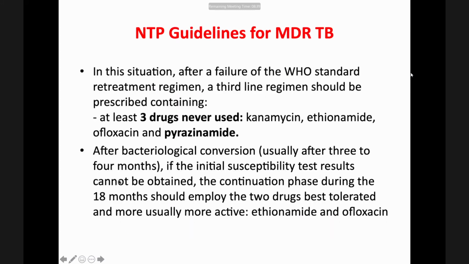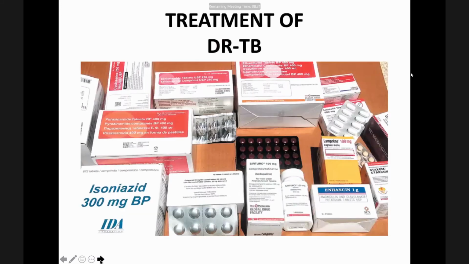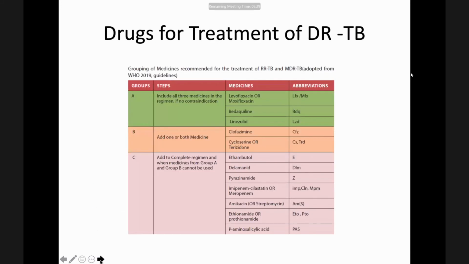So the duration of the continuation phase is very long, 18 months, which is a total of 24 months. So what is the treatment of drug resistant TB? The drugs for DR-TB have been divided into A, B, C. In A, include all 3 medicines in the regimen if no contraindication: levofloxacin or moxifloxacin, bedaquiline, and linezolid. And then B is to add one or both medicines, that is clofazimine, cycloserine, or terizidone, to complete the regimen.